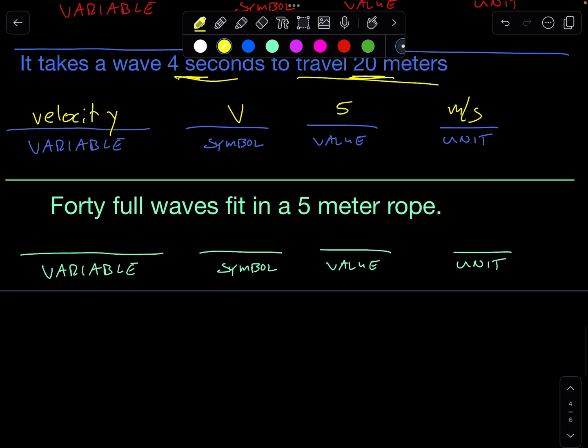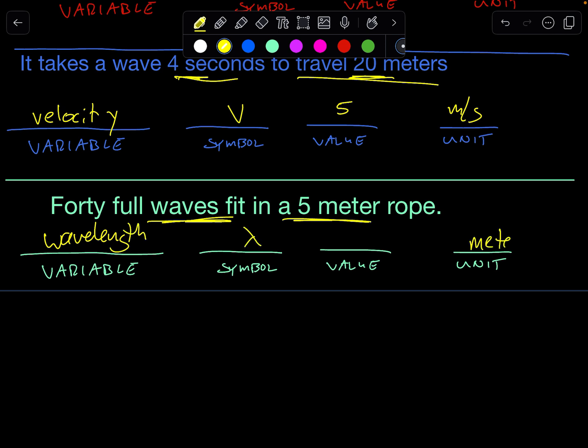This last one on here is talking about how many waves and how much distance. It's describing how long they are. And so this is going to be wavelength, and the lambda is going to be a certain number of meters. And it turns out that 5 meters per 40 waves means these things have to be pretty small. They can't be 8 meters long. You have to fit 40 of them in 5 meters. And so 5 over 40 is, of course, 1/8, or you could say 0.125 meters. Either one of those is just fine.